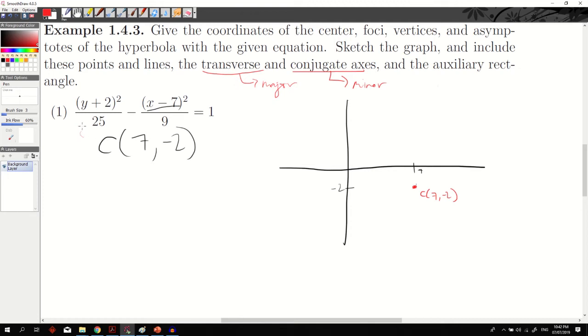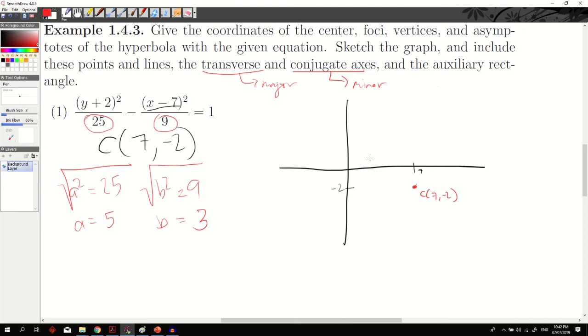So what is the A? A should be in the transverse or the major axis. So A squared equals 25. We square root that, then A is equal to 5. Okay, since we're here, we also get the B. So b squared equals 9, then b is equal to the square root of 9, which is 3. Okay, so we have 5 and 3.